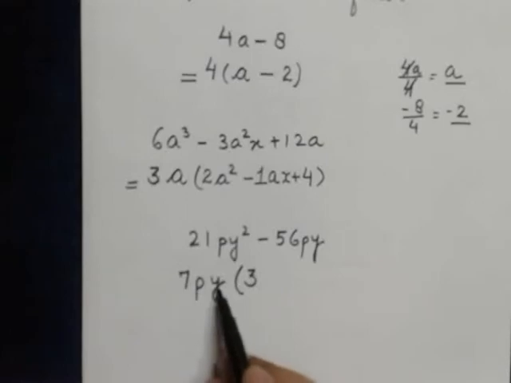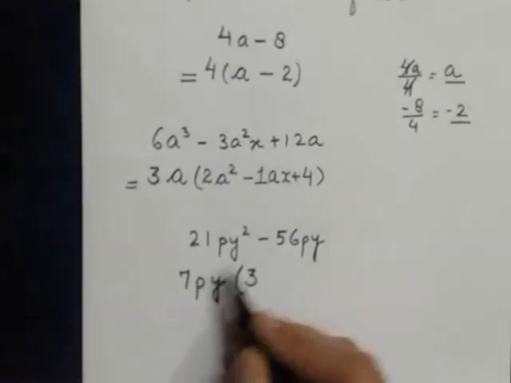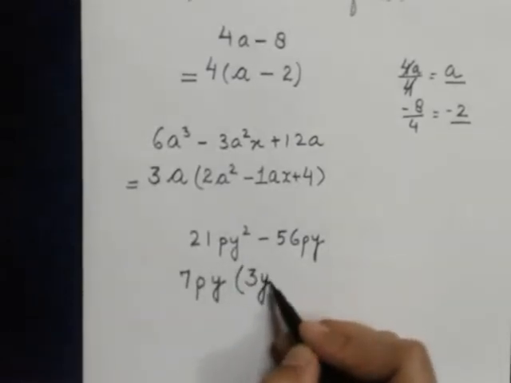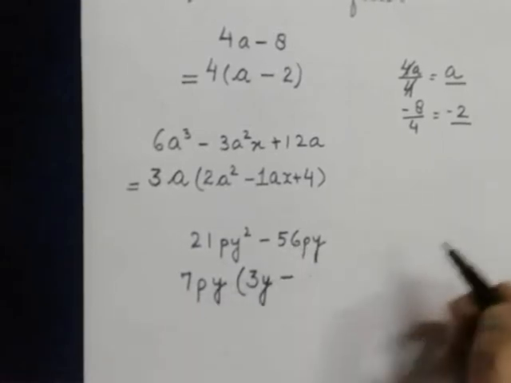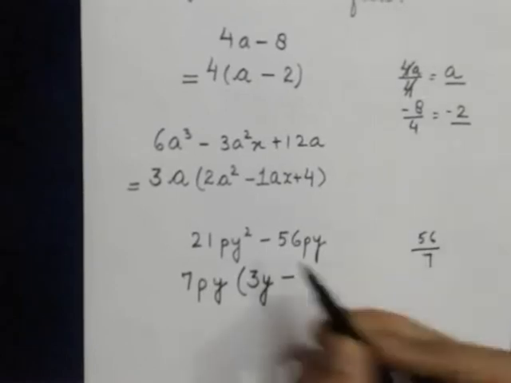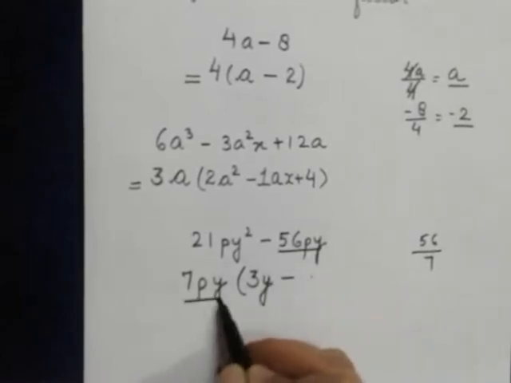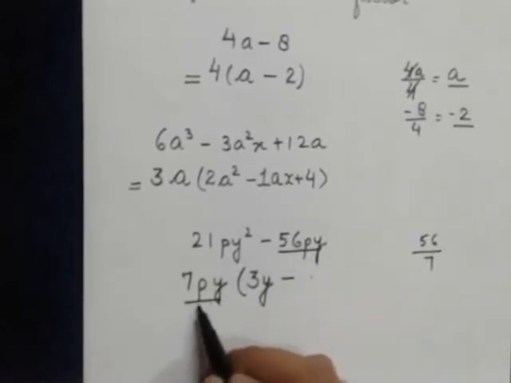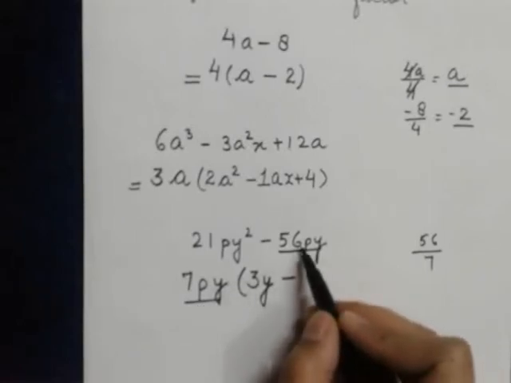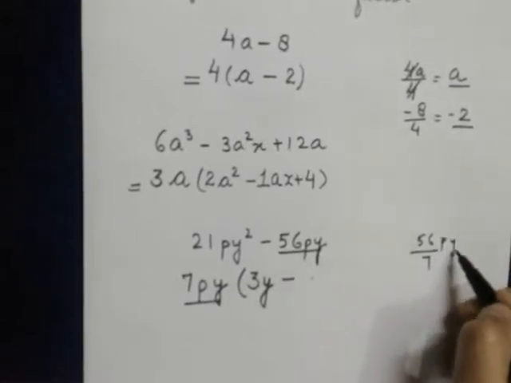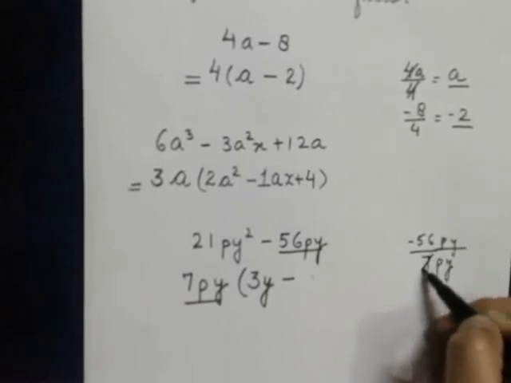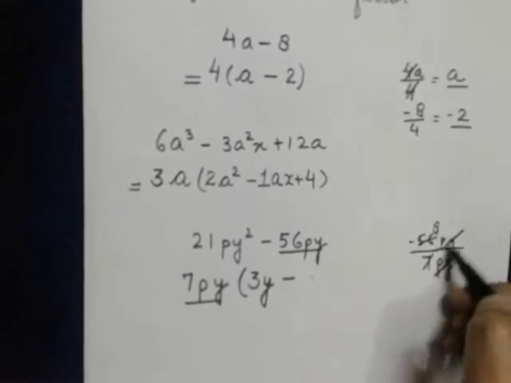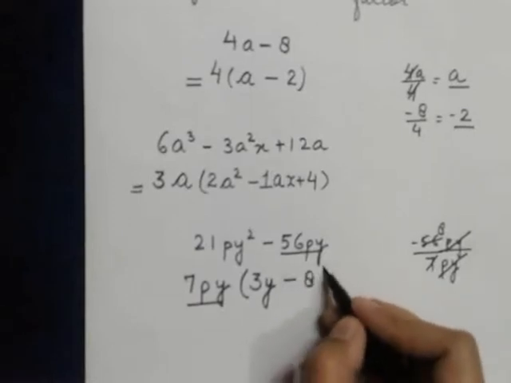Py square divided by py will give us, p is already out, y square divided by y is y, minus 7. 56 divided by 7 is 56 upon 7. We divide this term by what is common. By that we divide the second term. 56 py upon 7 py. 7 8s are 56. Py and py cancel. What is left? Minus 8.